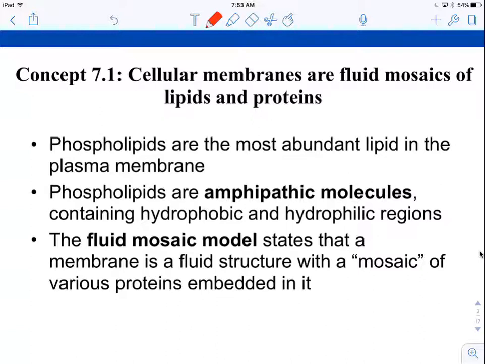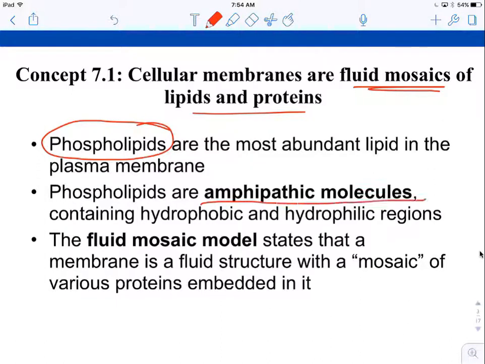So membranes are fluid mosaics, we can get to that in a minute, of lipids and proteins. So phospholipids are the most abundant lipid in the plasma membrane, by far the most abundant membrane component, period. Phospholipids are amphipathic, which means they have both hydrophobic and hydrophilic regions.